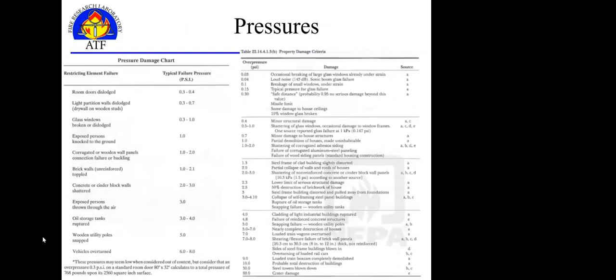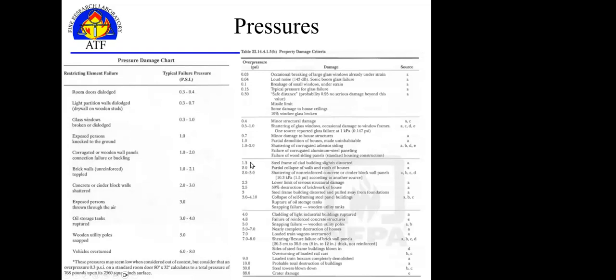So speaking of pressures, there's a couple of different references. On the left is from the Kennedy on Explosions book. On the right is a chart from NFPA 921, just looking at different types of pressures that are required to get various building components or cause damage to things. So, it takes roughly about 88 psi to cause a crater.